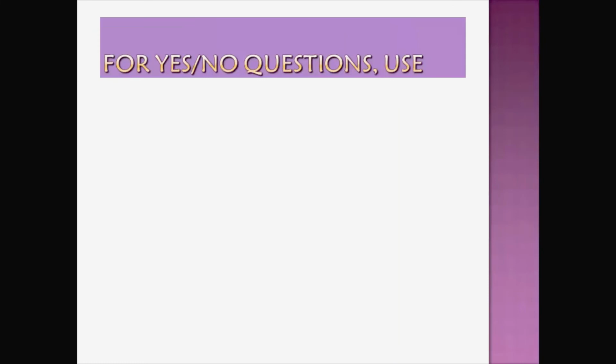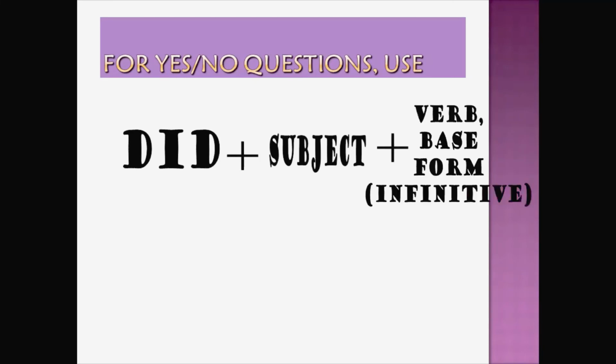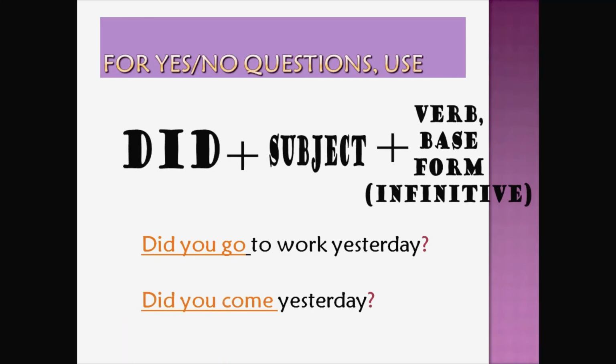See here. For the yes or no questions, how do we use it? Yes or no questions are nothing but interrogative. Firstly, we spoke about positive. Next, we spoke about negative. And at last, now we are speaking about interrogative sentences. Yes or no questions. The structure will be like this: Did, subject and base form, V1. See here. Did you go to work yesterday? And if it is negative, didn't you go to work yesterday? Did you come yesterday? Didn't you come yesterday?